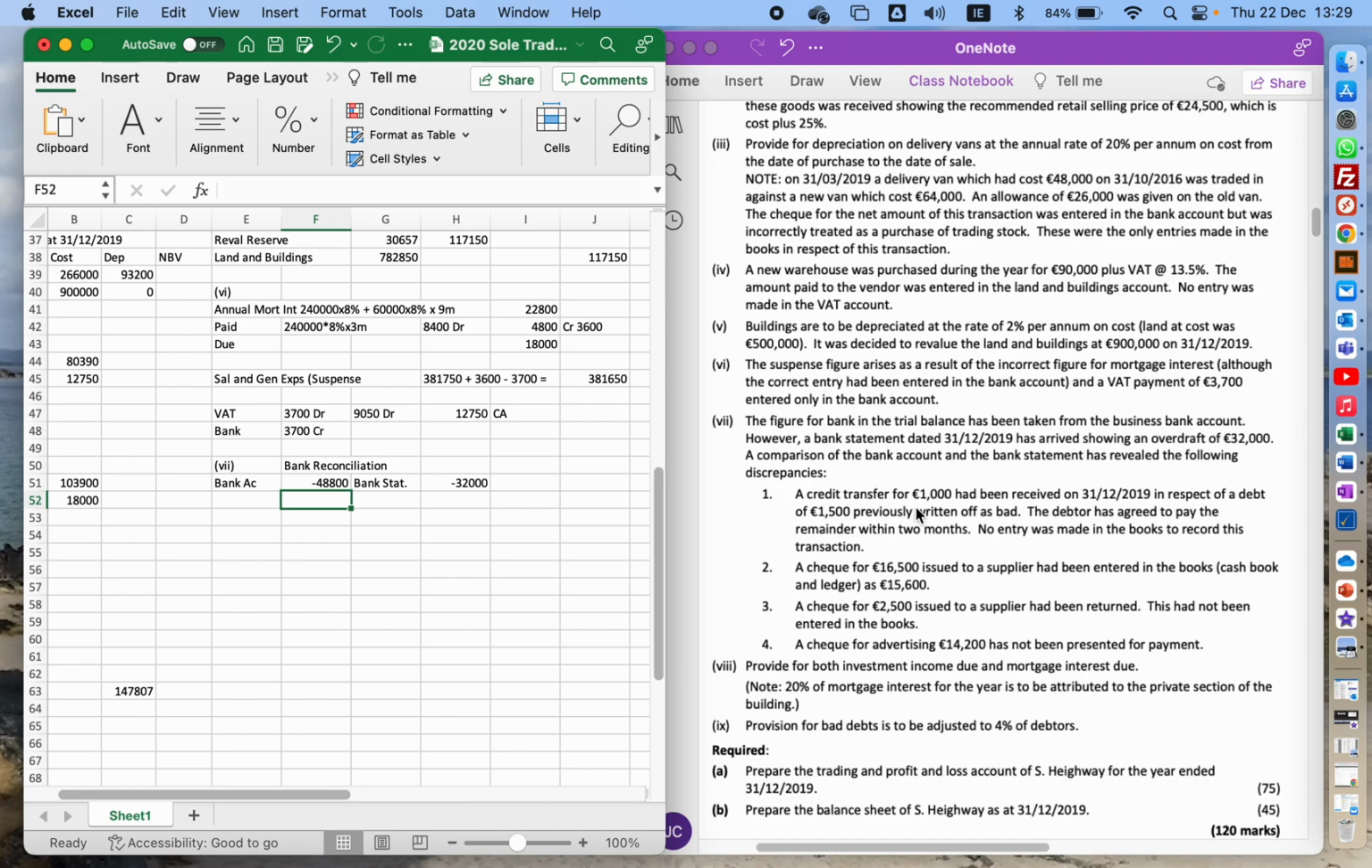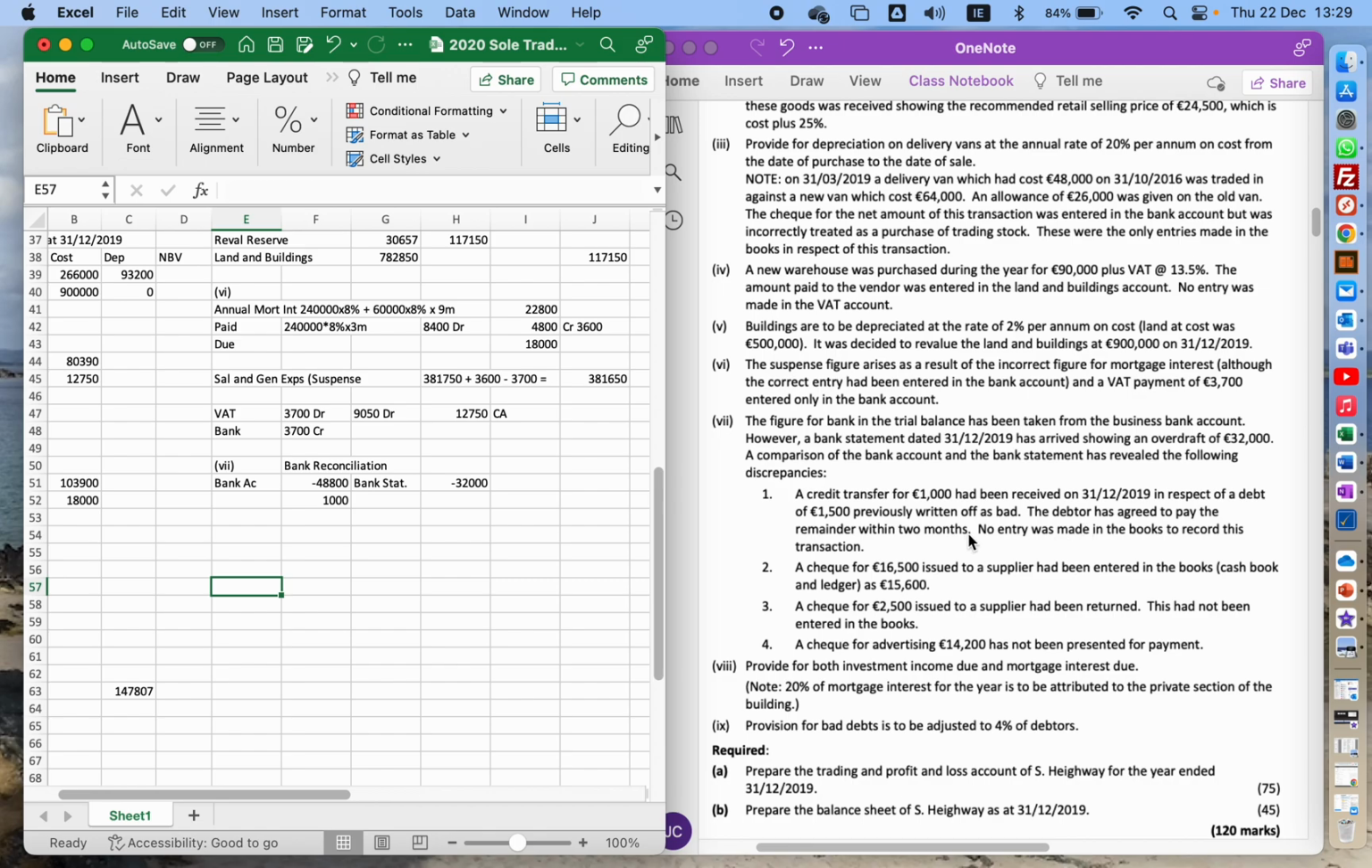So credit transfer, just so we understand, is when money is paid directly into my bank statement. Okay, I wasn't aware of it. No entry was made in the books to reflect this, so I need to go and fix it. So credit transfer of 1,000 means I receive 1,000 money. So I'm going to add 1,000 to the figure that I have already, and down the bottom I'm going to do the adjustments. So why did I receive 1,000? It happened at the end of the year.